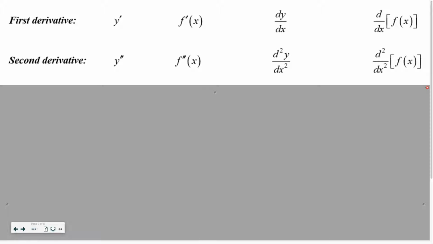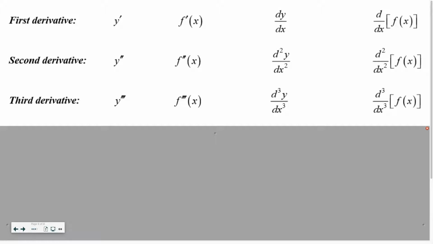Now we're going to be doing a lot of derivatives of derivatives. Because we also have a third derivative, where we have 3 tick marks.